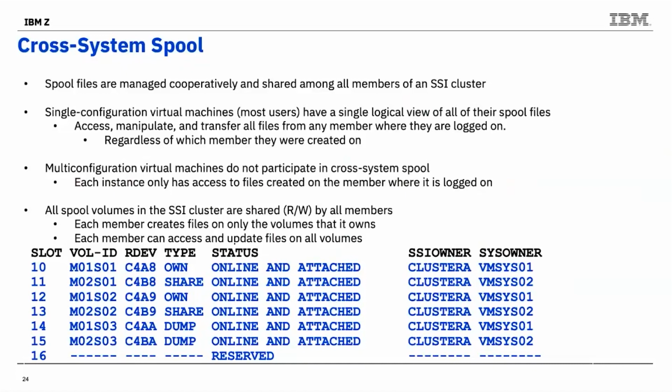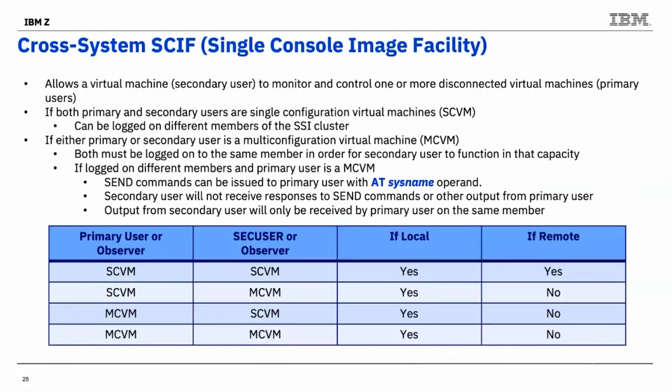So to get around that, there are spool transfer services. Like RSCS can actually transfer files from one member to wherever the ident users reside, and so that way they can access it. But cross-system spool only works for the single configuration virtual machines. Another thing that we have is something called the Single Console Image Facility, or SCIF, as you might hear for short, and that as well can be cross-system. The facility allows one virtual machine that we call the secondary user to monitor and control another virtual machine that we'll call the primary user.